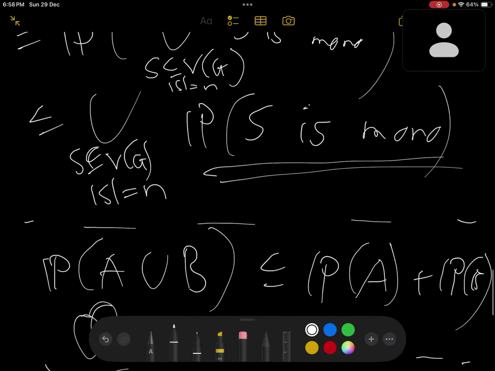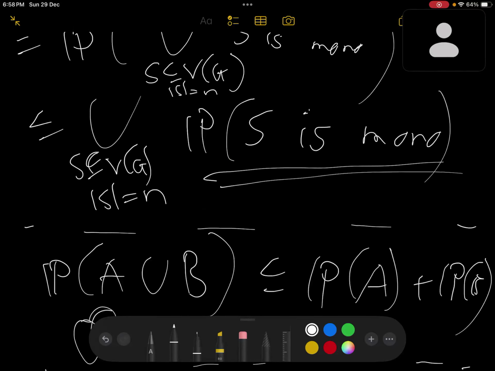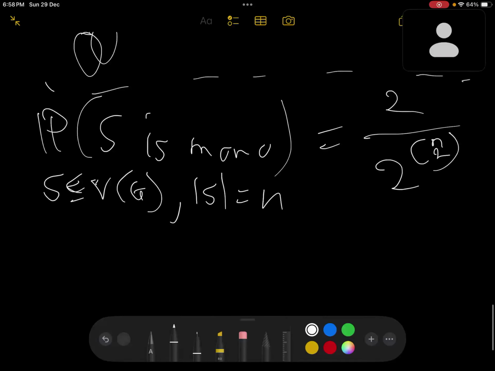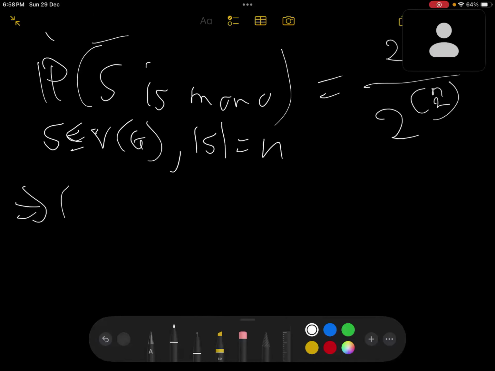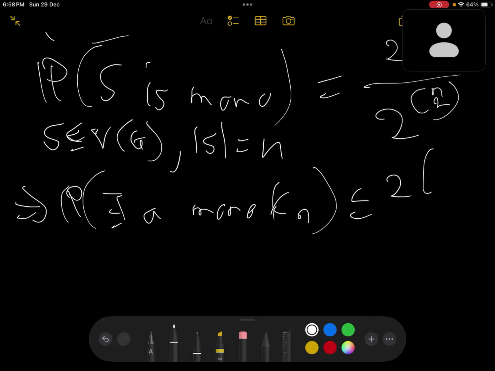We'll put this back here. And how many subsets of Vg are there with size n? That's just m choose n. So that means the probability that there exists a monochromatic gain is less than or equal to 2 times m choose n times 2 raised to the power of negative n choose 2.